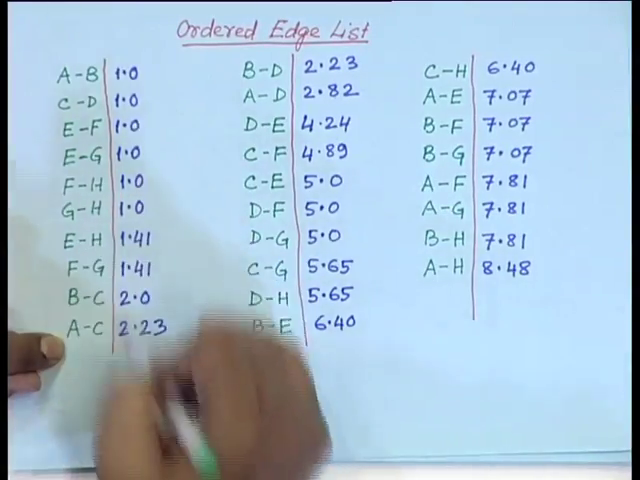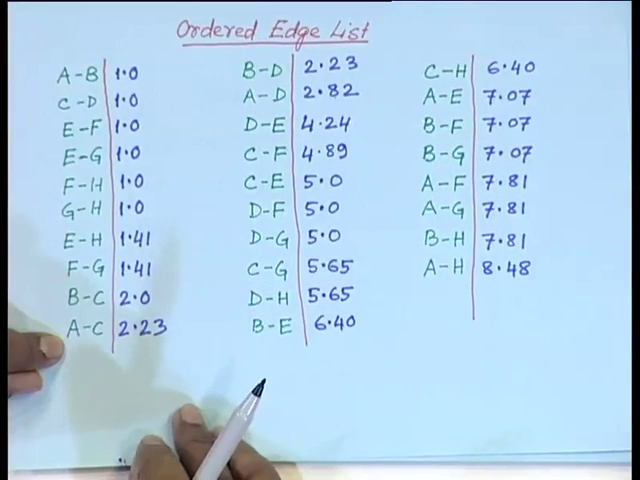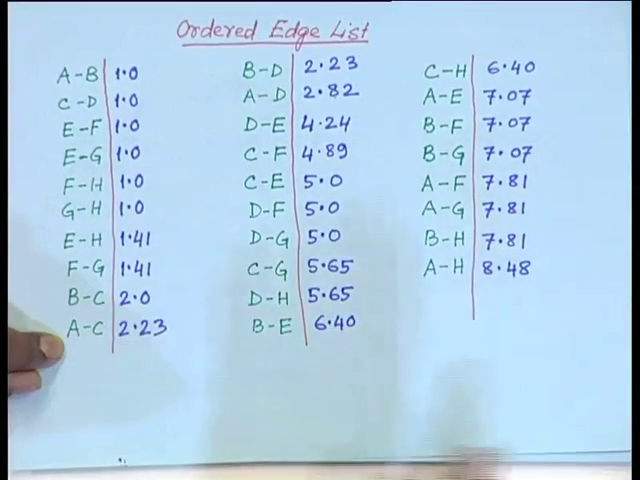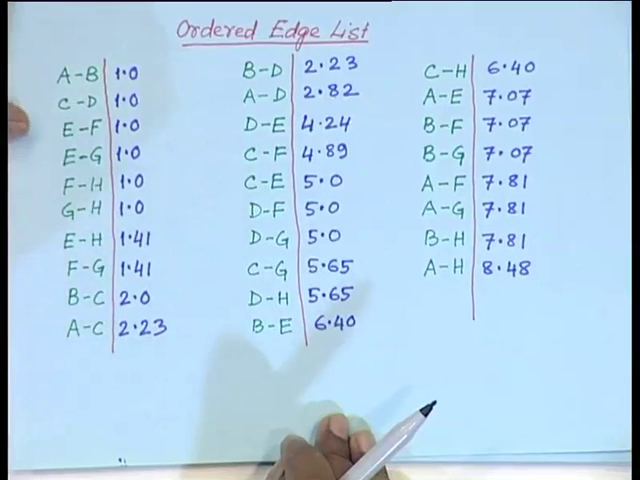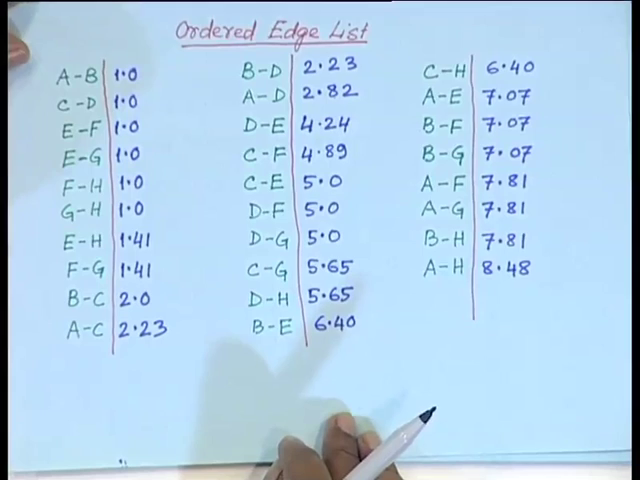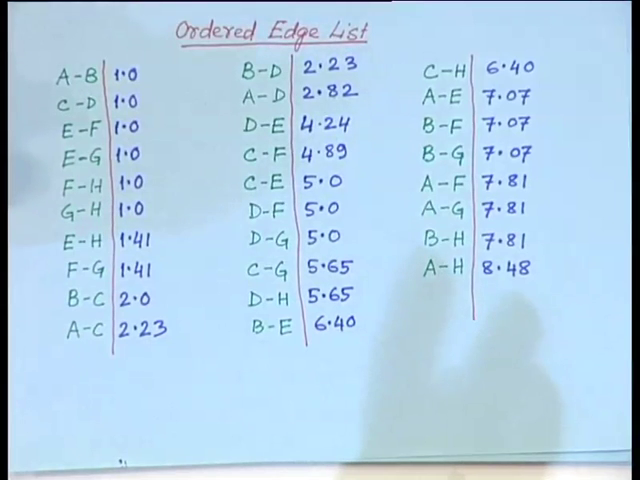So, once I have this ordered edge list, using these edges I have to form the spanning tree. So, what is the algorithm for finding out the spanning tree? The algorithm says that you take the first edge, because initially my tree is empty. You take the first edge, one of the edges, as the root of the spanning tree.